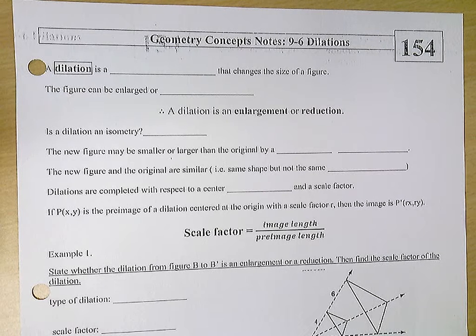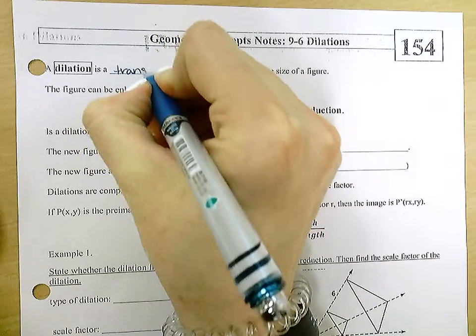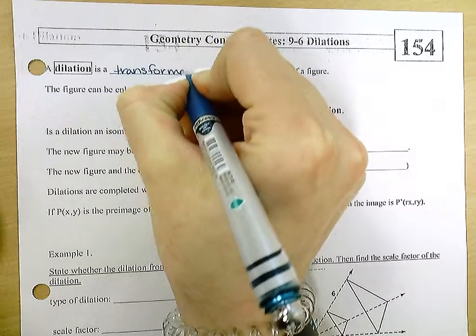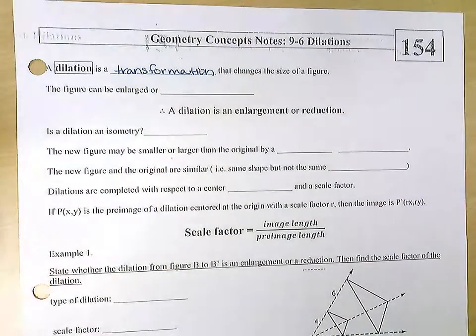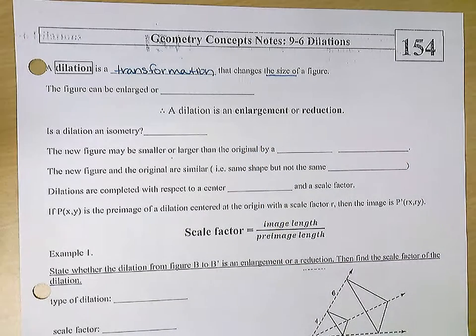We're looking at dilations today. So a dilation is a transformation. We're still looking at these transformations. It's a transformation that changes the size of a figure. So you're changing in size.